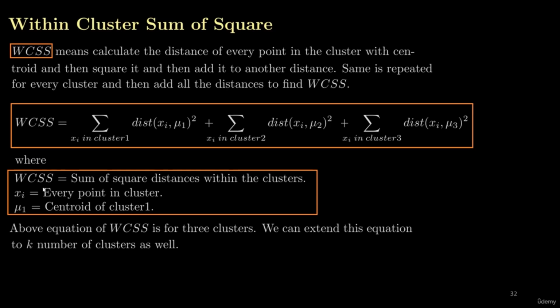So here is the description that WCSS is the sum of squared distances within the cluster. And xi is every point in the cluster, and mu1 is the centroid of cluster 1. Now, how to understand this?